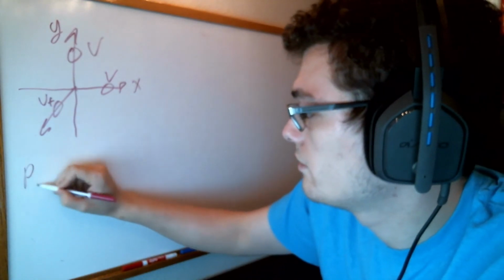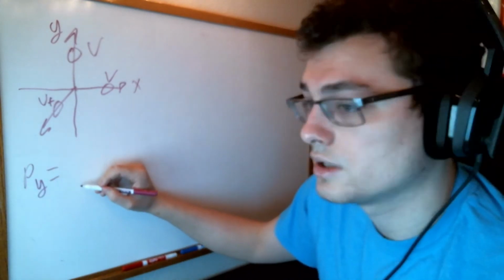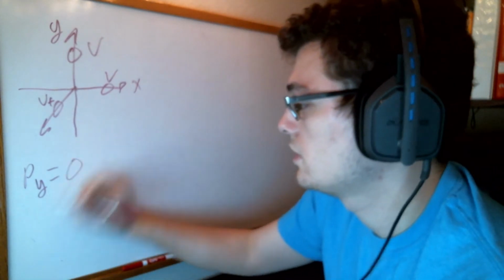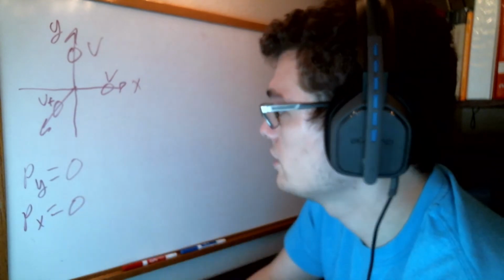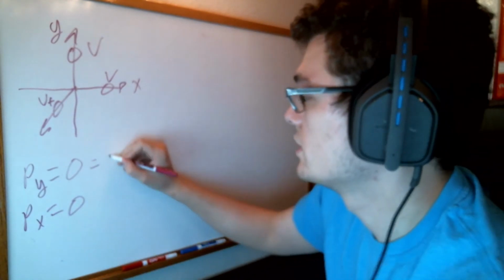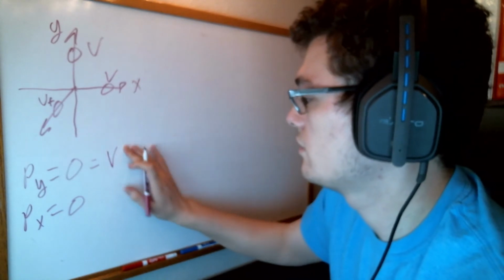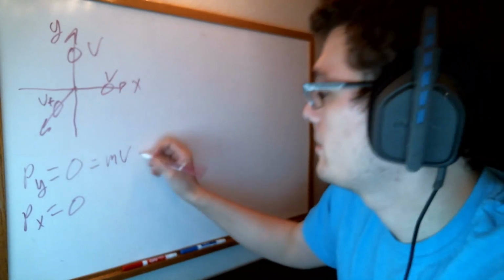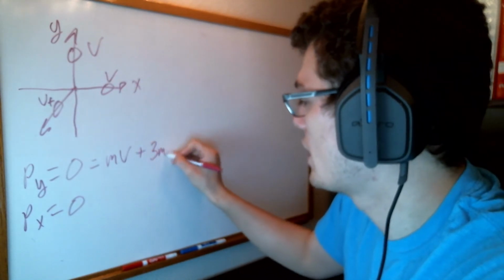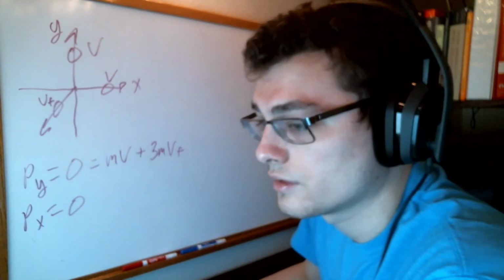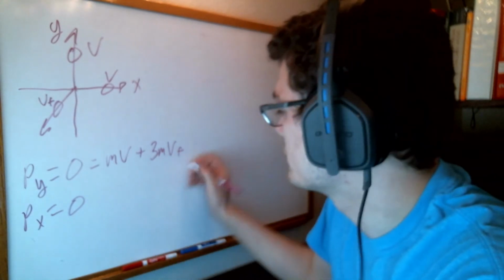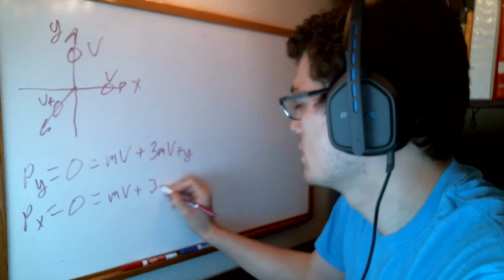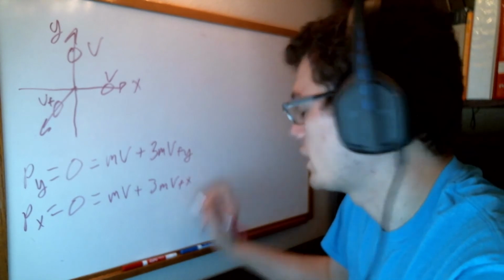So what we can do here is say that originally we have py has to equal 0, and px equals 0 as well. And so then this has to be mv plus 3m vfy, and this is the y component, and then this is equal to mv plus 3m vfx.